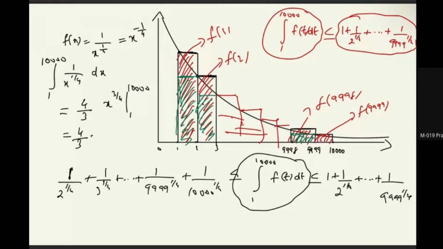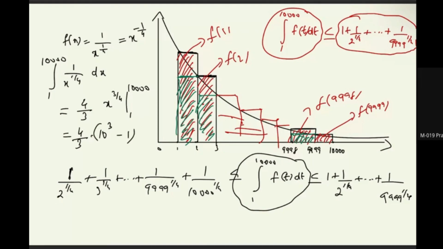It is 4 by 3 times 10,000 power 3 by 4. What is the fourth root of 10,000? That is 10. That is why this number is important; we can easily calculate it. That is why they have given 9999. So 10,000 power 3 by 4 is the fourth root cubed, so it is 10 cube.